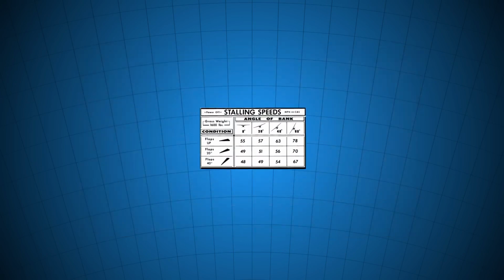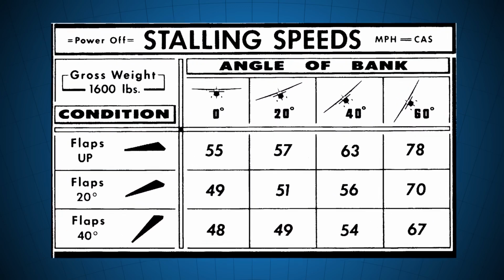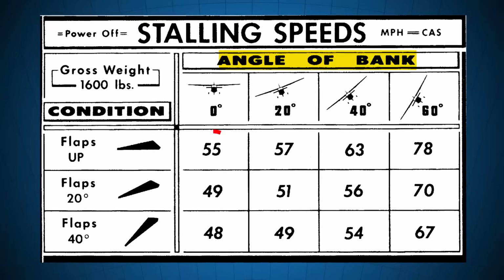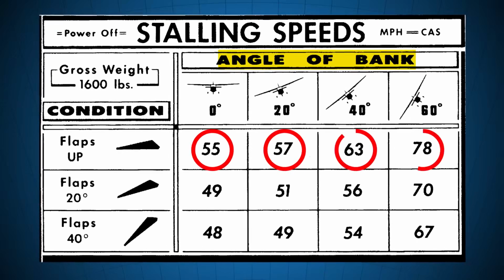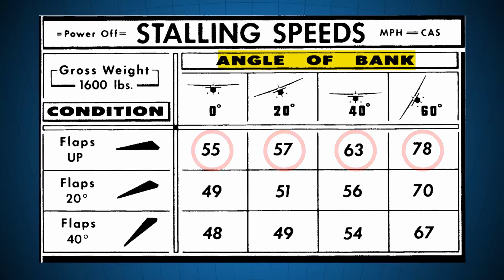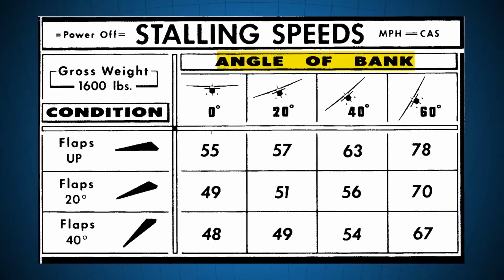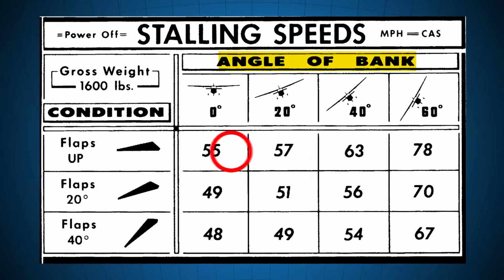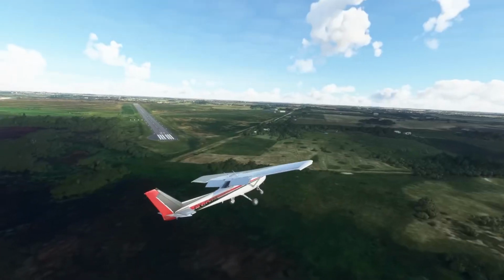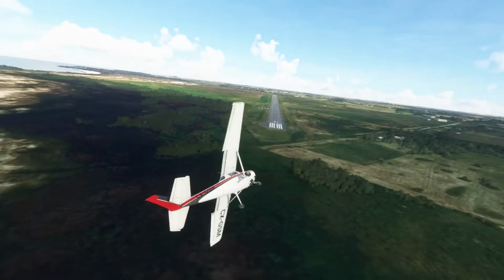What's interesting is that the stall entry speed is not unique. This depends on factors such as, for example, the bank angle. Here we can see how the stall speed increases according to the bank angle. This means that if we bank 40 degrees without flaps deployed, our stall speed will increase from 55 to 63 miles per hour. This is a crucial matter that is often overlooked, and its consequences will become apparent later.